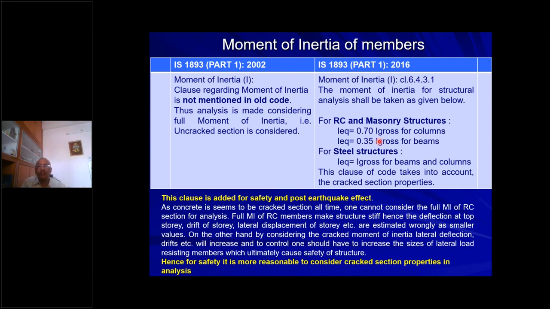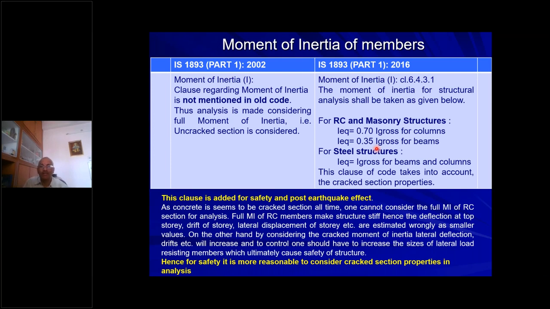For example, for RC and masonry structures, the moment of inertia should be 0.70 I gross for columns and 0.35 of I gross for beams. Why have they given a much smaller moment of inertia for the beams compared to the columns? Because in beams, below the neutral axis, most of the concrete is considered cracked. Because of that, they reduce it to almost 35% of the gross moment of inertia. Whereas in columns, because of the axial load effects, the cracking may be slightly less. So that is why they allowed up to 70% of I gross.